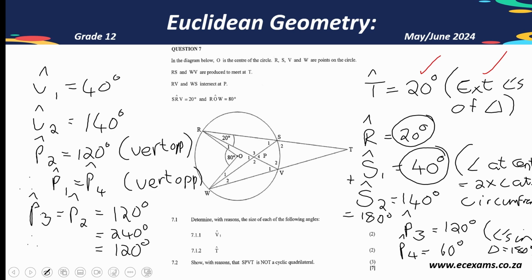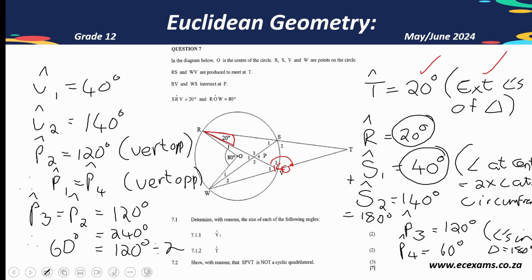Well, if we have 120 degrees, we're going to divide that by 2 because P1 and P4 are vertically opposite, we're going to end up with 60 degrees on both sides. Okay. So what we've worked out so far is we've got angle R, which is 20. We've worked out angle V2, which is 140.